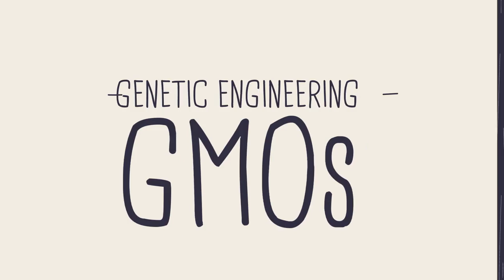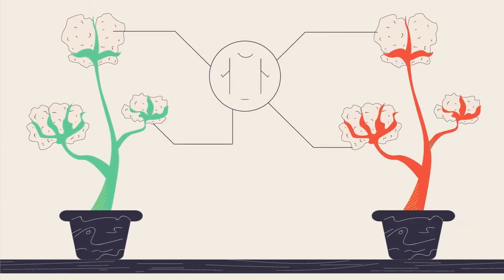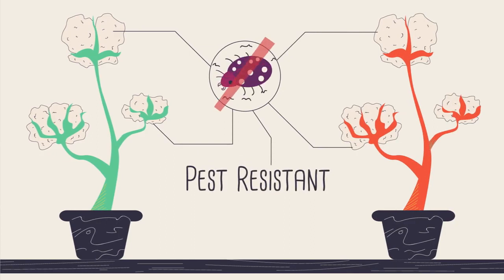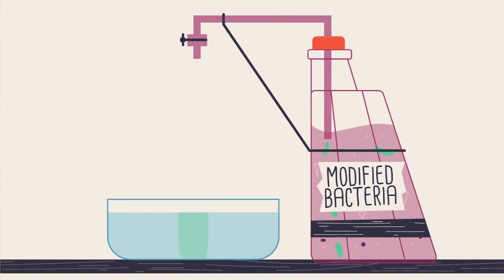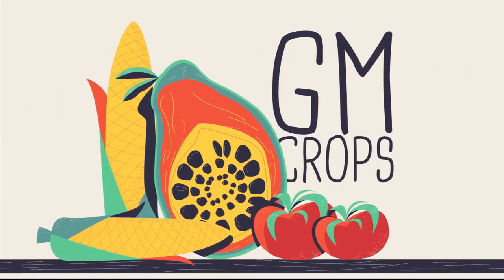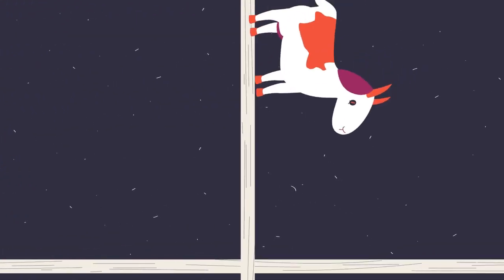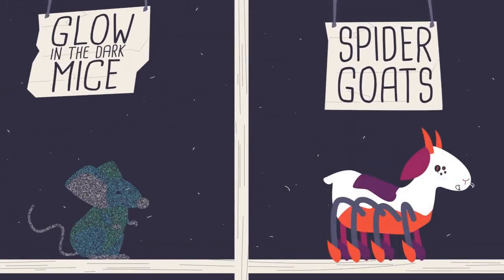The cotton plant that grows the cotton for your t-shirt might have been genetically modified to be pest resistant, or the bacteria modified to produce life-saving medicines, as well as the better known GM crops that we eat. And then there's some wacky organisms, like spider goats and glow-in-the-dark mice.